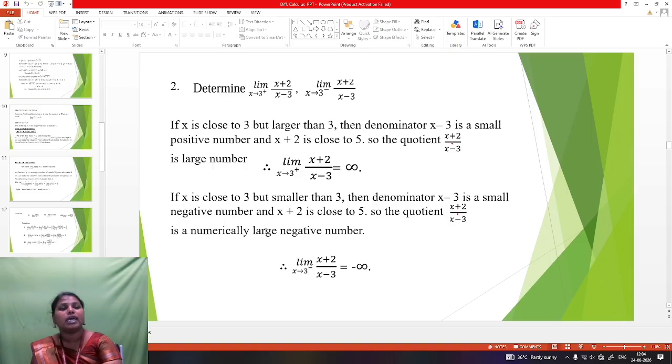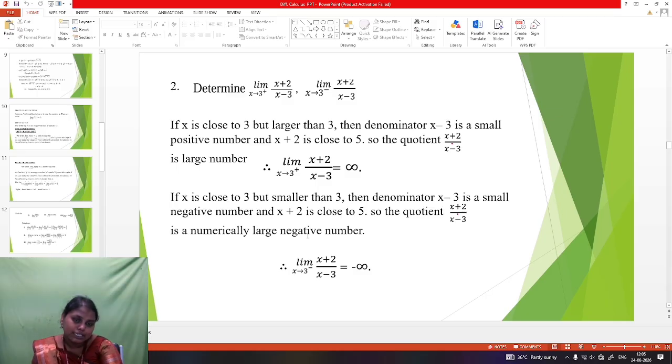So the quotient x plus 2 divided by x minus 3 is a large number. The limit as x tends to 3 plus of x plus 2 divided by x minus 3 equals plus infinity. Numerator is positive and denominator is positive, so it is plus infinity. And second, if x is close to 3 but smaller than 3.